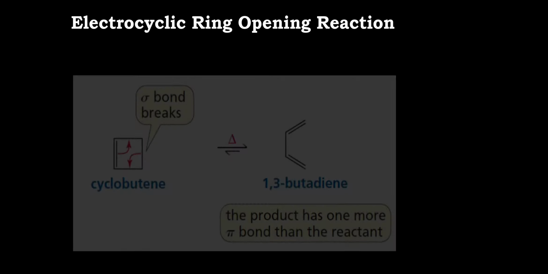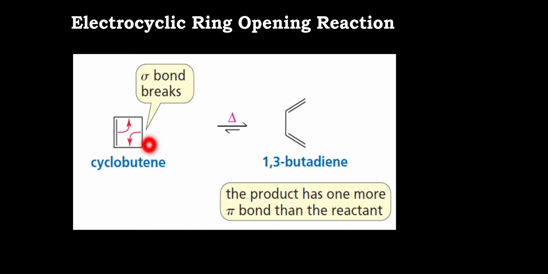Okay, so electrocyclic reactions are basically reversible reactions. So a ring opening reaction can also take place. Now the opposite thing will be happening. The sigma bond is breaking and you get the open chain product. Okay, and here again it will have one extra pi bond because it is the reverse.